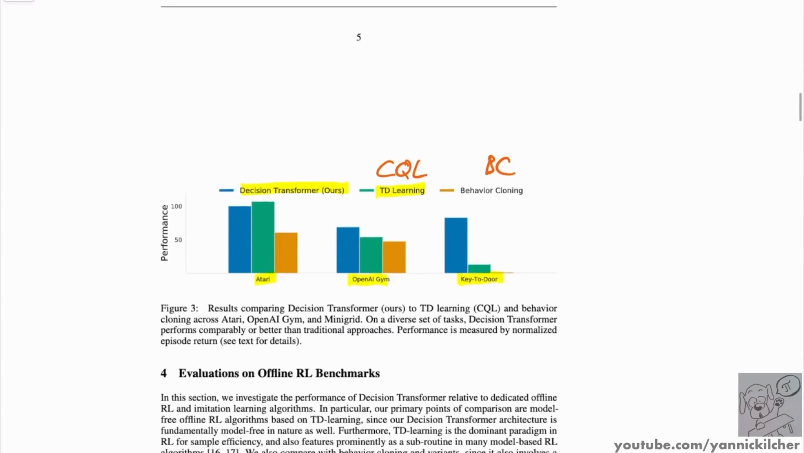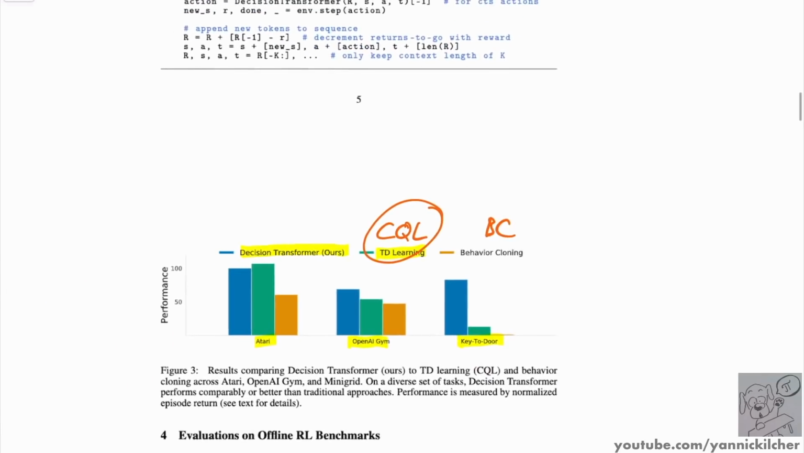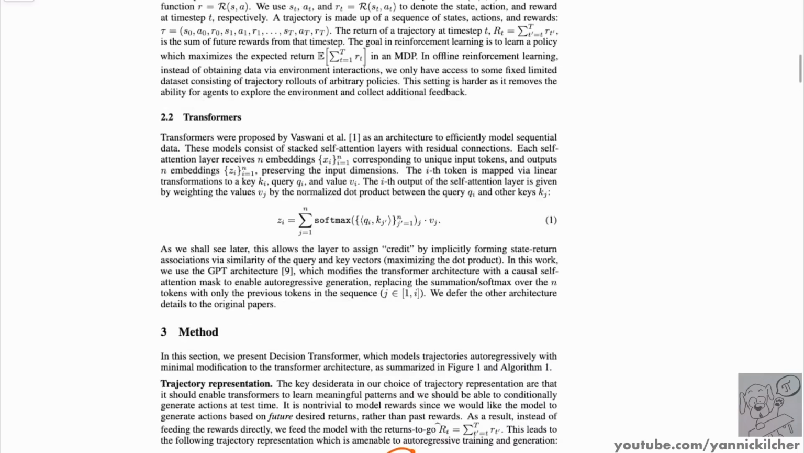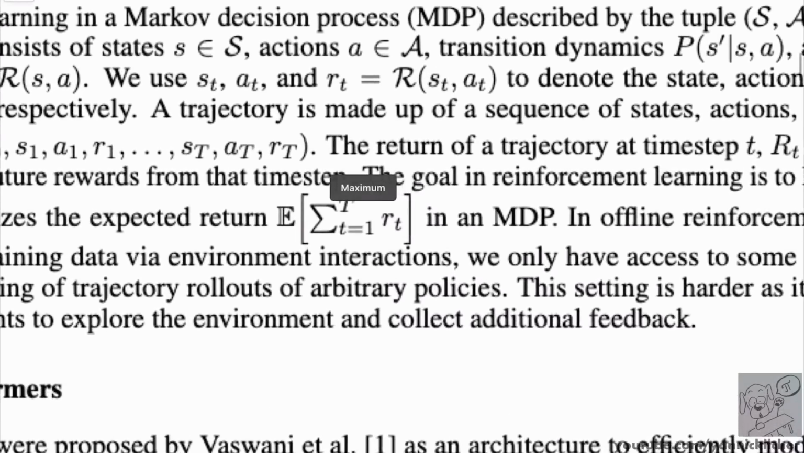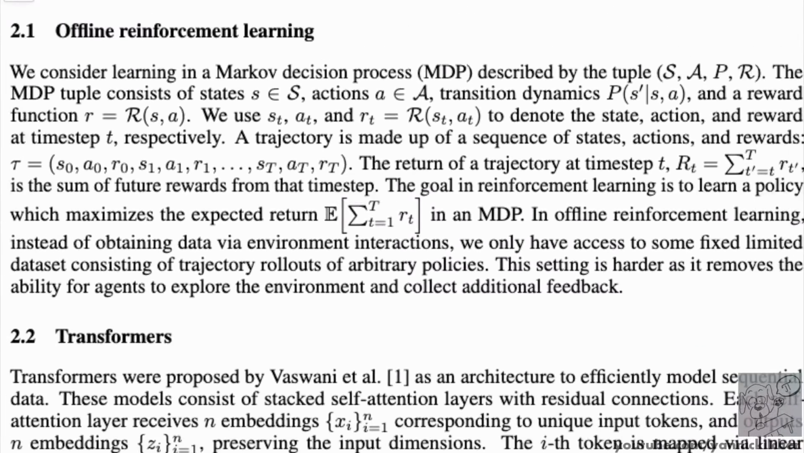I just want to quickly mention that their primary comparison here is this CQL. And they make a big deal about not needing discount factors. And I'm not really sure what they mean. There are usually two different discount factors in these algorithms. One of them is usually found right here in the objective formulation. So here they say what we want to do is maximize the expected return, which is this quantity right here. So what you want to do is maximize your expected future returns in the episode.